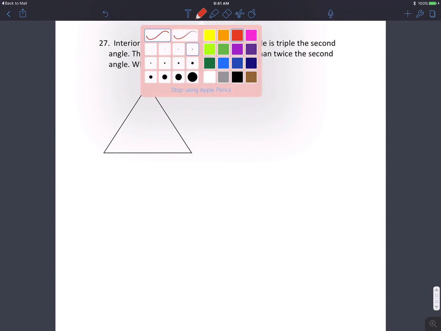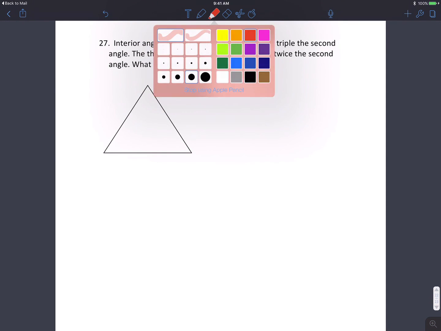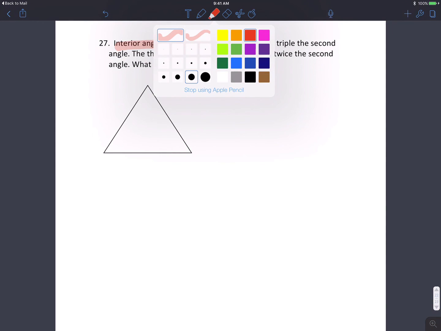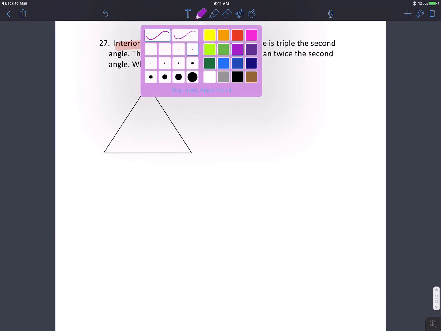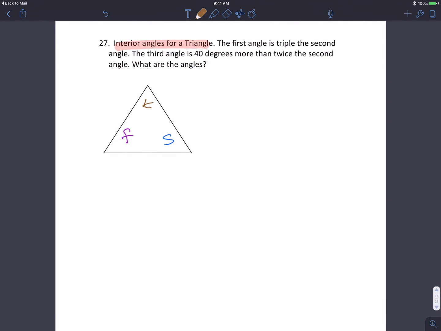Interior angle. Again, let's label everything. First, second, third. Here's my equation, because the sum is 180.